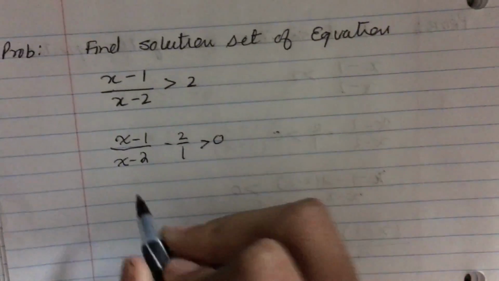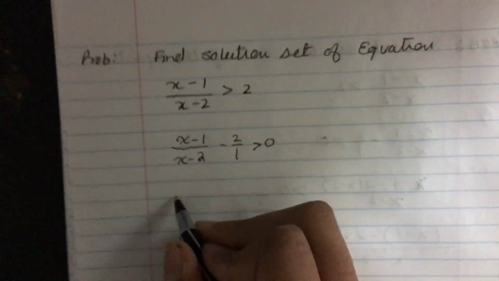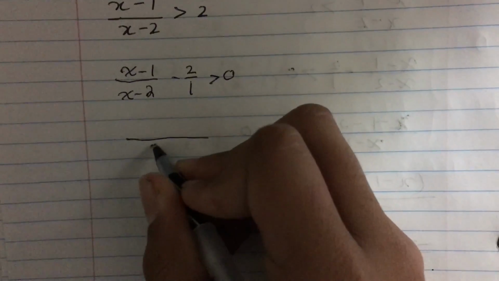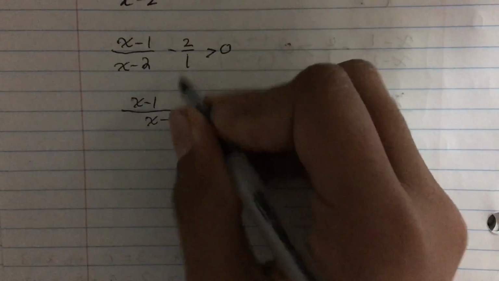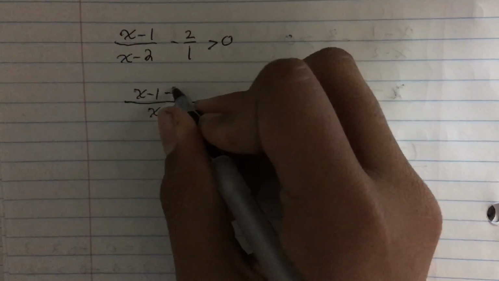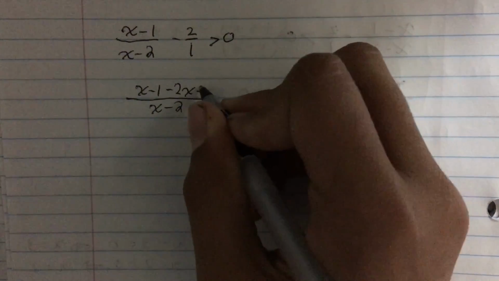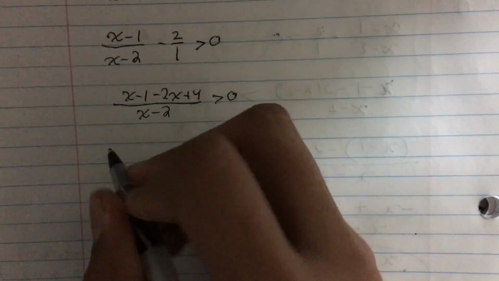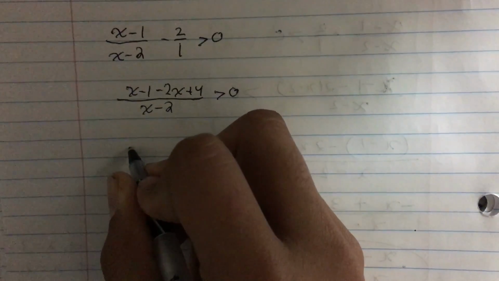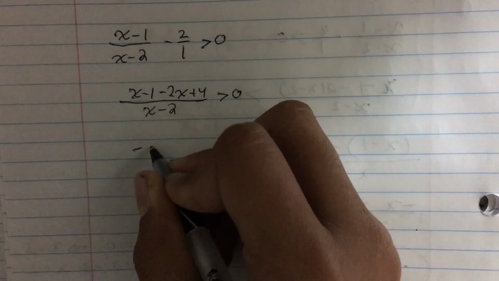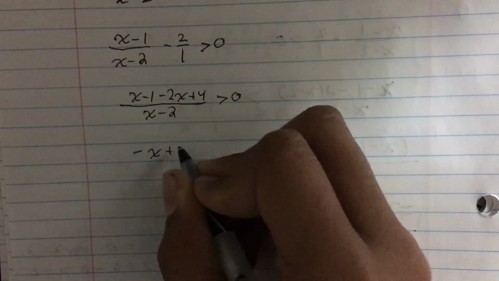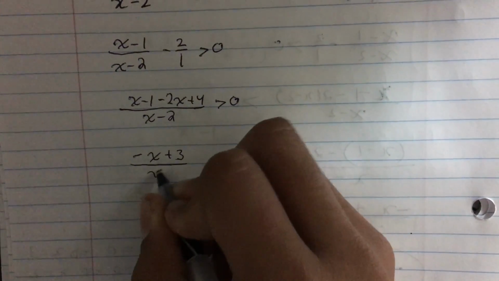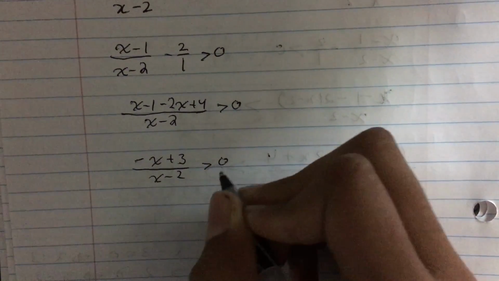Now I can quickly just make this add on to this by subtracting them. The common denominator is x minus 2, and so it'll be x minus 1 and minus 2x plus 4 is greater than 0. Now if we quickly simplify this into negative x plus 3 divided by x minus 2 is greater than 0.